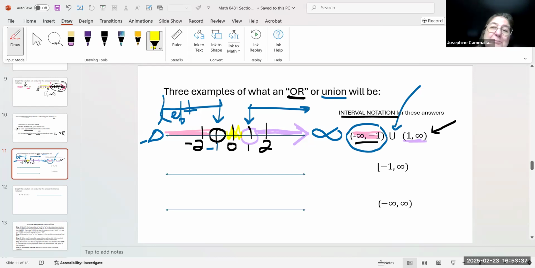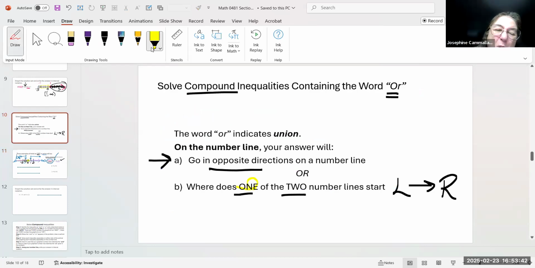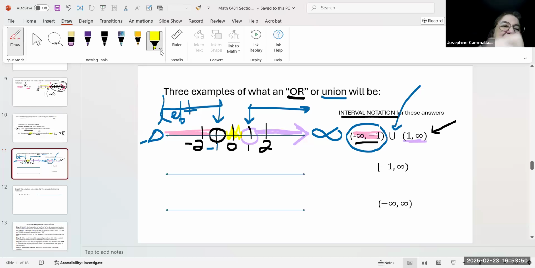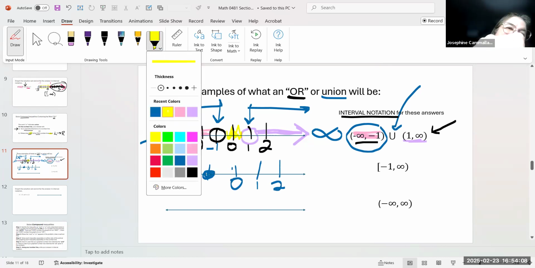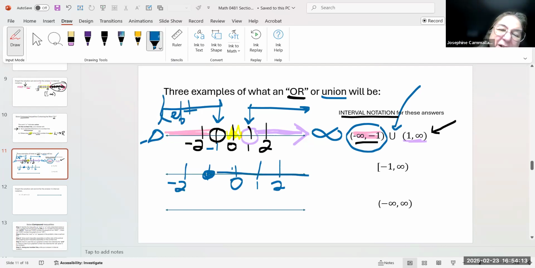Now, number 2, this is what this means, where one of the two start. Well, let me show you what I mean. Okay, this is 0, -2. Okay, this is where I'm starting. And I'm going to make this blue go in this direction.